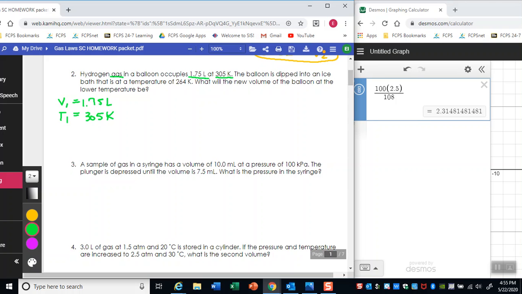All right, and then that gas is inside a balloon. I dip the balloon into an ice bath and cool it down to 264. So I have a new temperature of 264. And it says, what will be the new volume? So that's my unknown, the new volume. I don't know. All right, so I'm given these things and I'm going to find the volume.